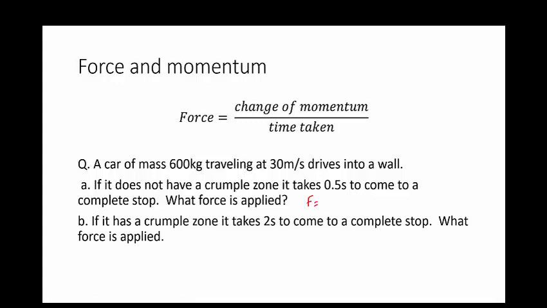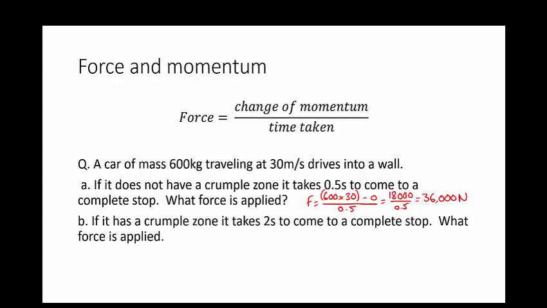Okay, so the change in momentum, we've got 600 times 30 as the initial momentum, and the end momentum, it's come to a complete stop, so that's 0, and that's going to be divided by 0.5. So if I pop that into my calculator, first of all, the top is 18,000, divided by 0.5, and that gives me 36,000 newtons of force. Okay, so there's a lot of force being applied there.